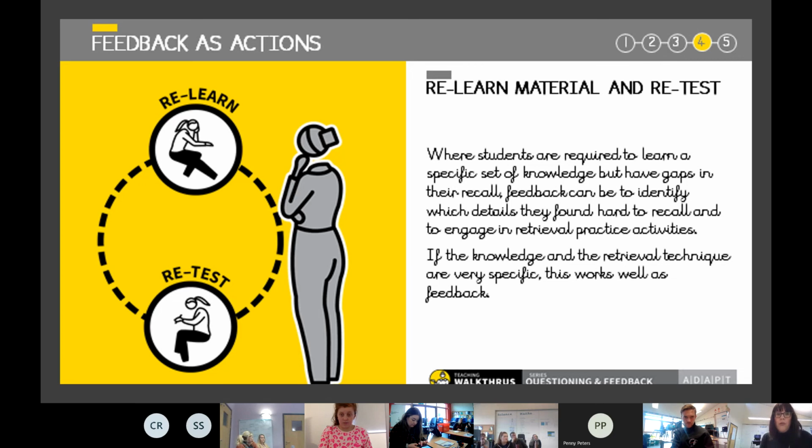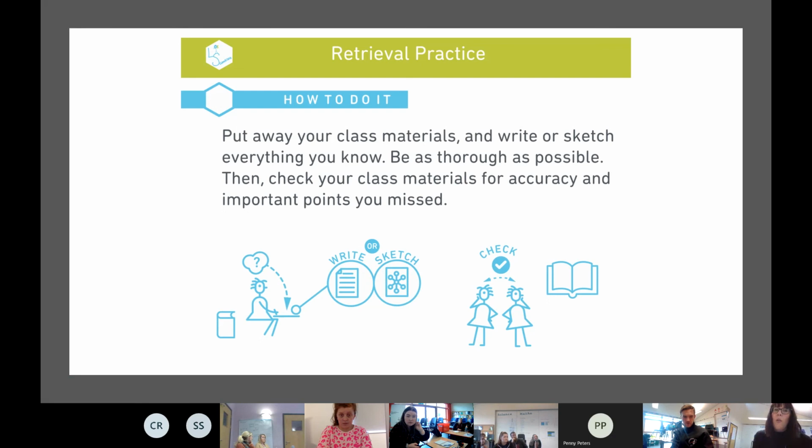So it's all about retrieval, which is one of the 6 effective methods again. So this, remember, is for students. So how would they do it? Put away their class materials and write or sketch everything that they know. Again, it's brilliant because this really brings in our graphic organisers and our different ways of graphic schemas. So be as thorough as possible. Then check your class materials for accuracy and important points that you missed.